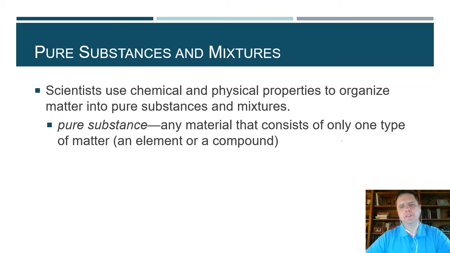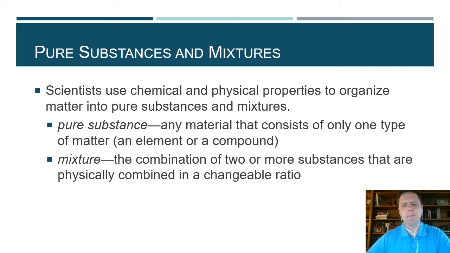Now, a pure substance is any material that consists of only one type of matter, an element or a compound. An element is like from the periodic table. It could be carbon or oxygen. A compound is when things are chemically joined together, for example, table salt, which is sodium chloride, NaCl. That would also be a pure substance because it's just the salt. So it can be a combination of elements joined together in a chemical bond, or it can be just the element by itself. Either way, those are called pure substances.